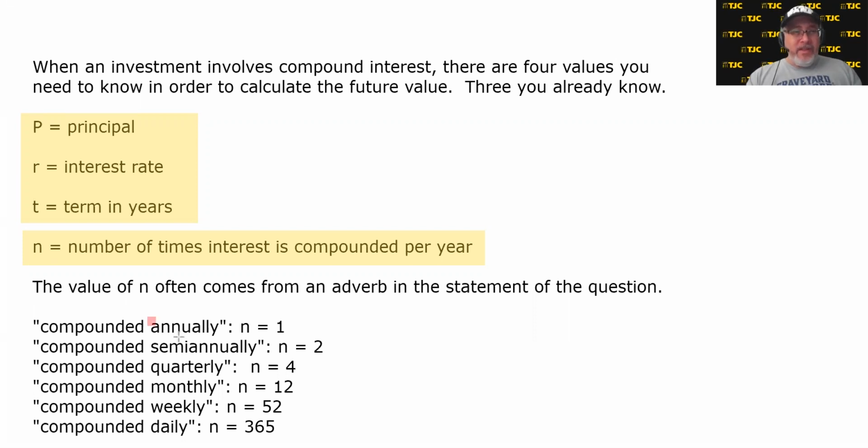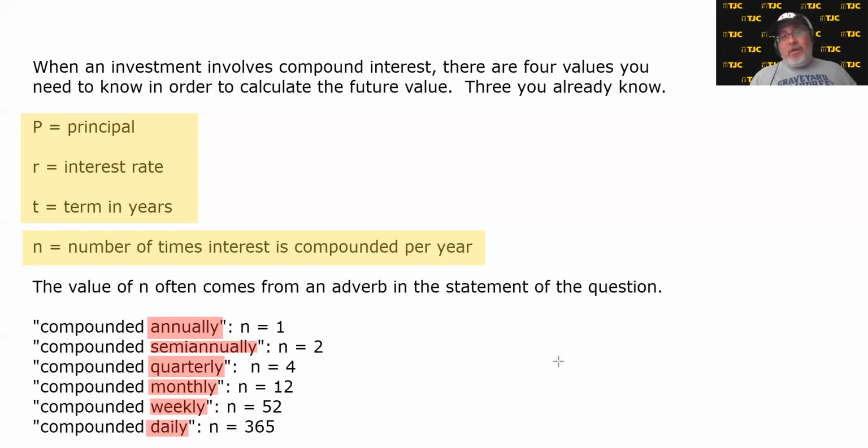For example, if interest is compounded annually, that's 1 time per year, so N equals 1. If interest is compounded semi-annually, that's 2 times per year, so N equals 2. If interest is compounded quarterly, that's every 3 months, so that's 4 times per year, N equals 4. If interest is compounded monthly, that's 12 times a year, so N equals 12. And when we get to weekly, that's a little bit spotty because 1 year is not exactly 52 weeks, but if it is compounded weekly, then we assume N equals 52. And then compounded daily would be N equals 365.